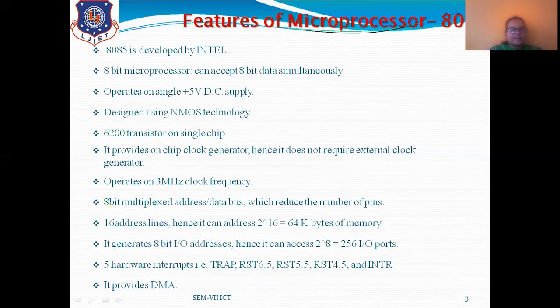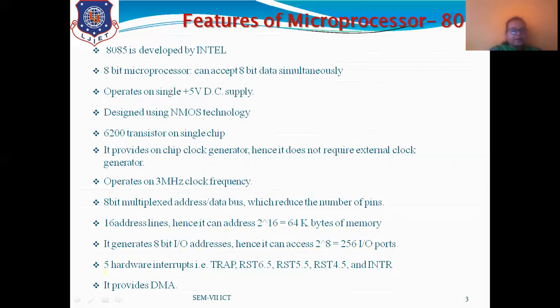Right? Now it has an 8-bit multiplexed address and data bus, which reduces the number of pins. So in total it is a 40 pin IC in which 8 pins are the multiplexed address and data bus. Clear? Then 16-bit address lines, in which 8 bits are multiplexed with this data bus, and the other 8 bits are called the higher order address bus. So it can address up to 2 raised to 16, which is 64 KB of memory. Right? It generates 8-bit IO addresses. Hence, it can access 2 raised to 8, that is 256 IO ports.